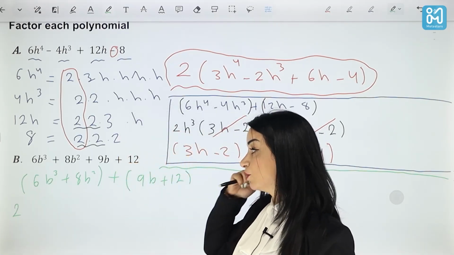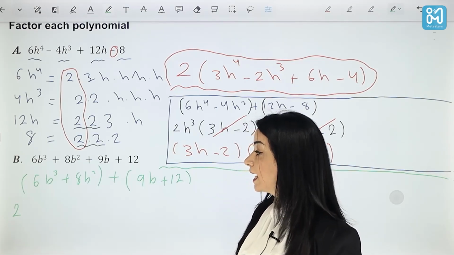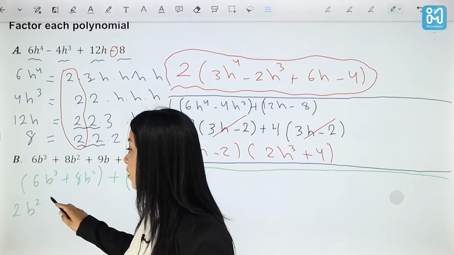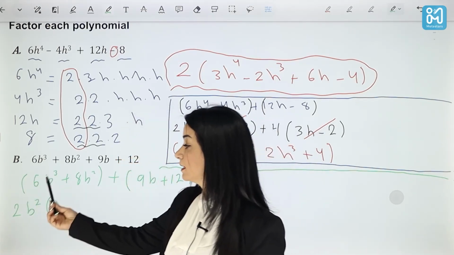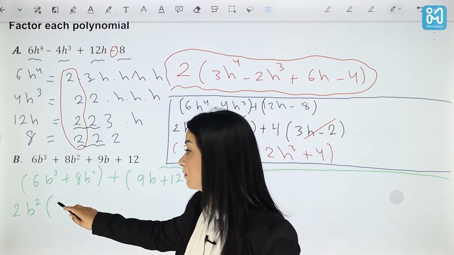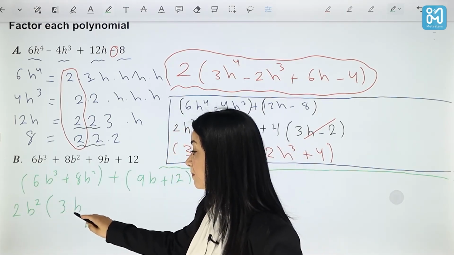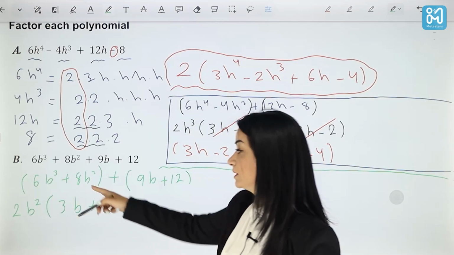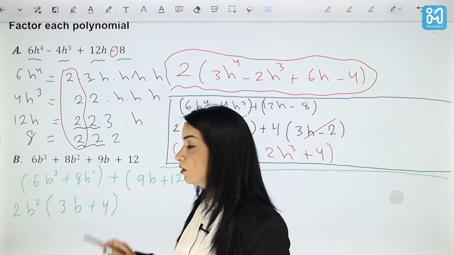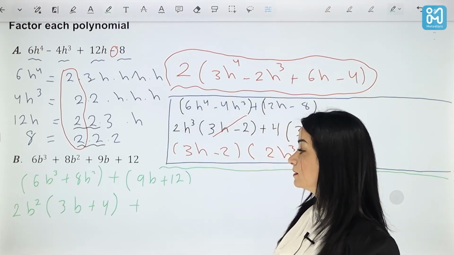Then b cubic and b squared. What can I take as a common factor? I can take out b to the power 2. Open the parentheses. 6, I took 2 out, so I have left 3 because 2 times 3 is equal to 6. b cubic, I took b squared, so I have b, plus 2 times what is equal to 8, which is 4. b squared, I already took it all as a common factor, plus 9b plus 12.